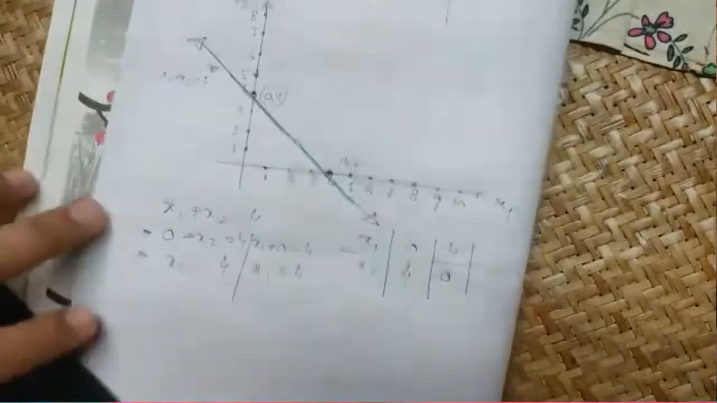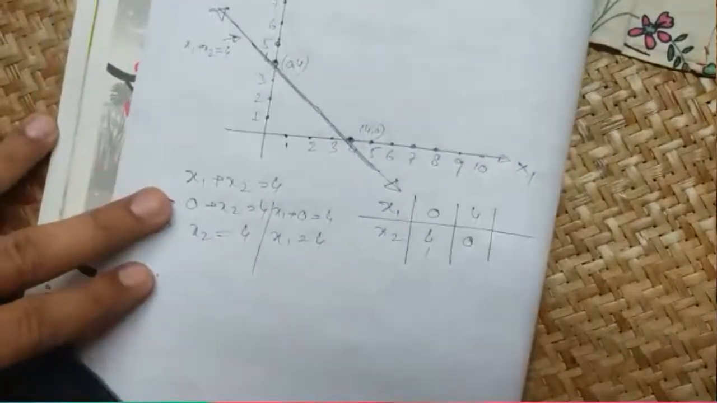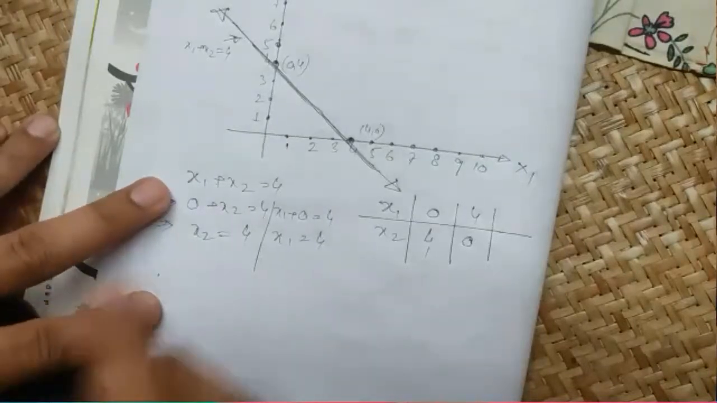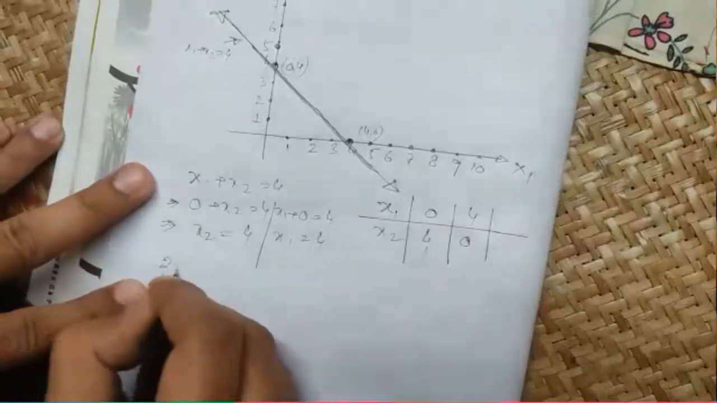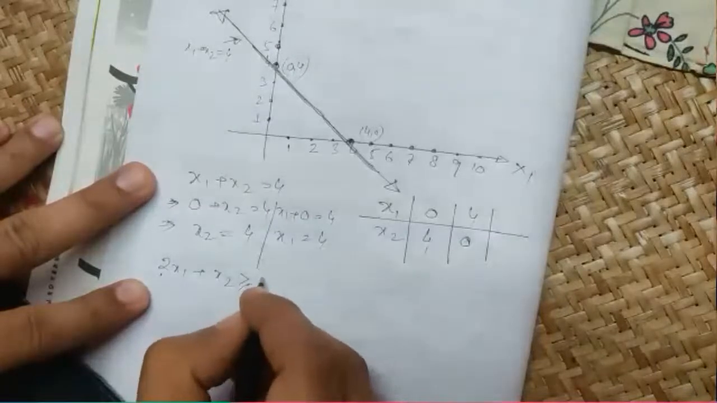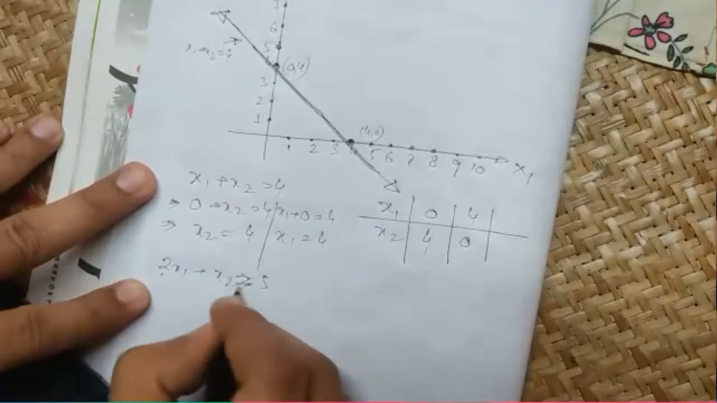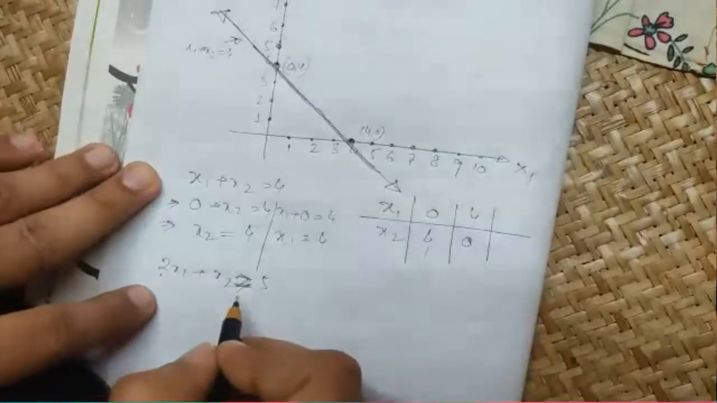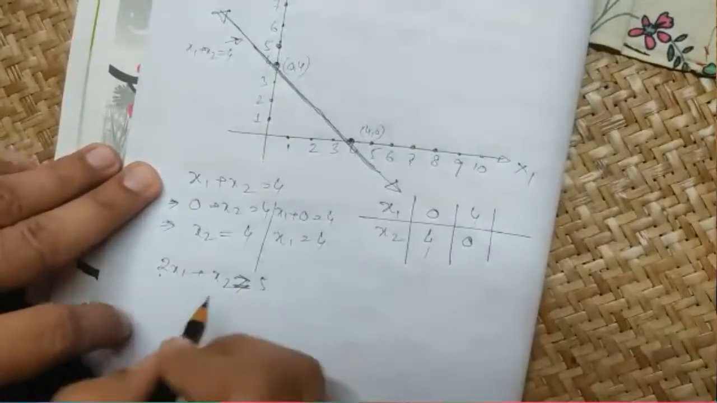Now our job is to get the second constraint. The second constraint is 2x1 plus x2 greater than equal to, sorry, this we have already taken as equal. So the significance of the greater than signs we will discuss.